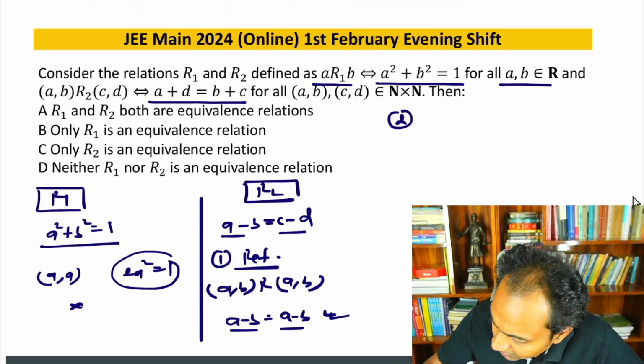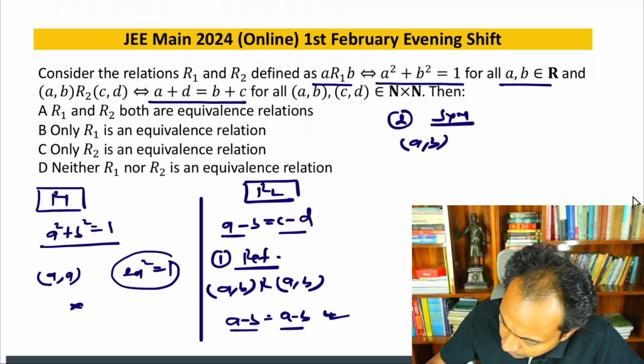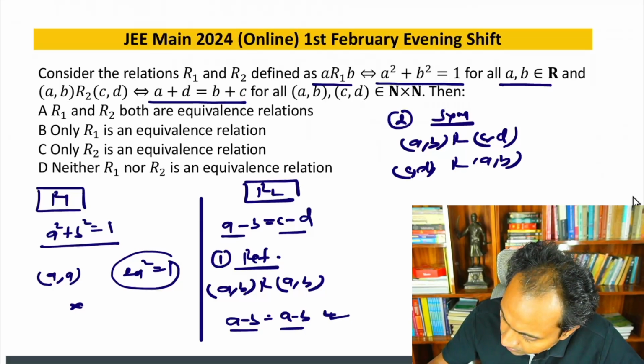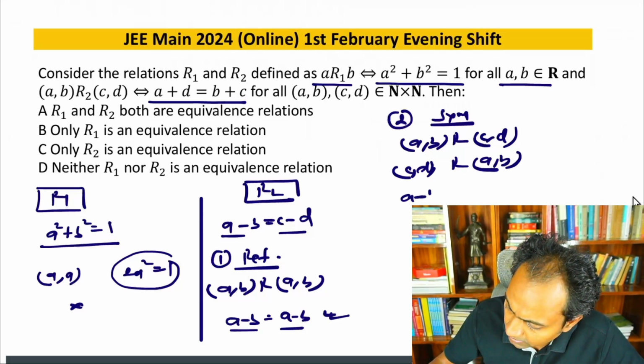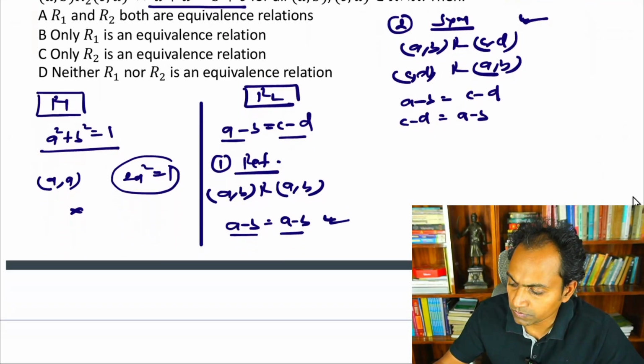In the second part, I will go and check for symmetric. So that would mean A comma B should be related to C comma D, then C comma D should also be related to A comma B. So you can see that if A minus B is equal to C minus D, then of course C minus D will also be equal to A minus B. So it is also becoming symmetric, there is no issue.